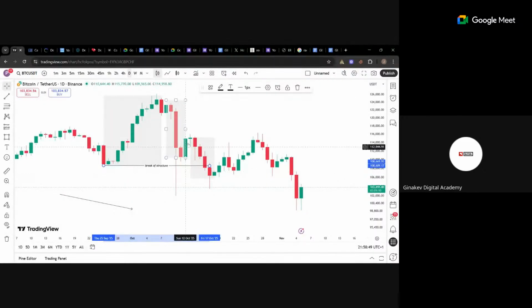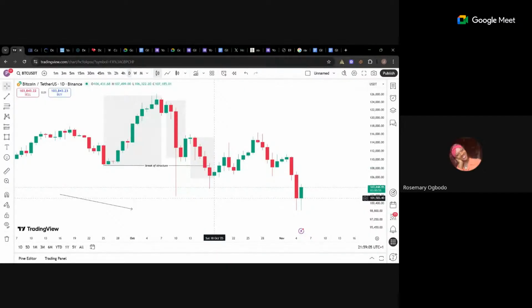Now, look at the trick here, or the solution, the answer to your question. You see from this high to this low, that actually broke this buyer structure. That is called your order flow. So this is what is called your order flow. Order flowed from here to here.